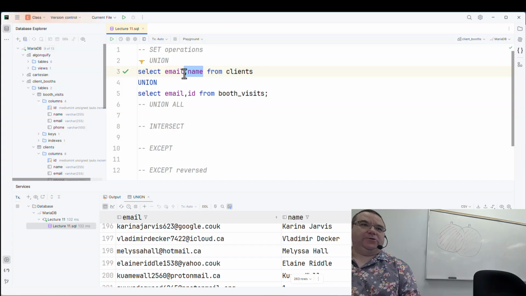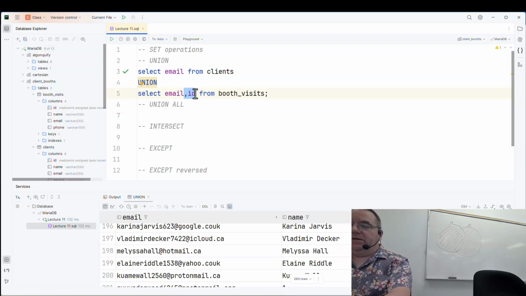Not domain as in an internet domain. In this case, when we say a domain, we're talking about the same kind of data. In other words, you wouldn't compare email addresses to phone numbers. You wouldn't compare email addresses to people's names because it's not the same kind of data. So when you do set operations, you want to operate with the same number of columns, the same data types, and the same data domain. Once you get that, everything's gravy.